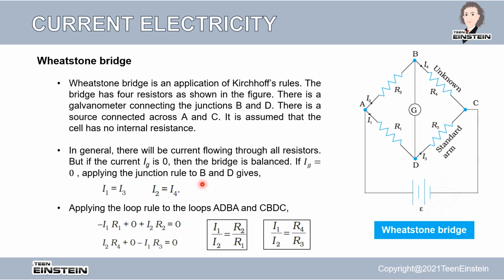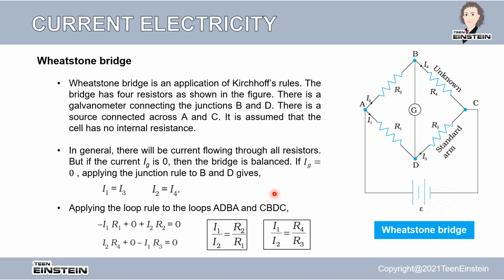So let's apply the junction rule to B and D. Let's take the junction B and the junction D when Ig equals 0. There is no current flowing through the galvanometer, so whatever current comes into B has to be equal to the current that goes out of B. That is why I2 equals I4. Similarly, I1 coming into D equals I3 going out of D. This is just applying the junction rule, and so these two conditions are gathered.